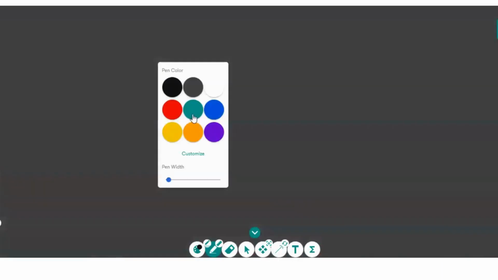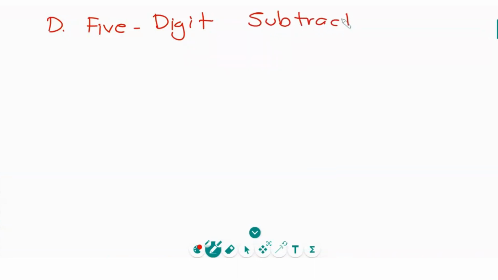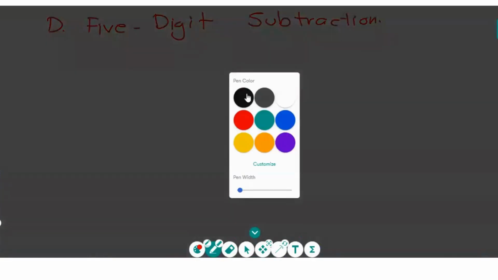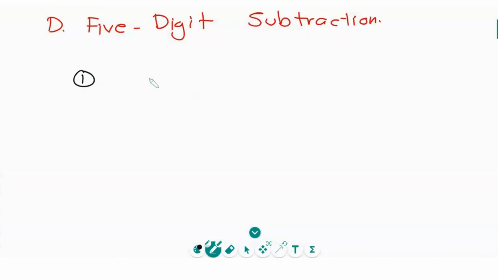Now, lastly, we're going to move on to 5-digit subtraction. So we're going to label this as letter D. We have 5-digit subtraction. Okay, so number 1, we have here 13,691 minus 1,458.